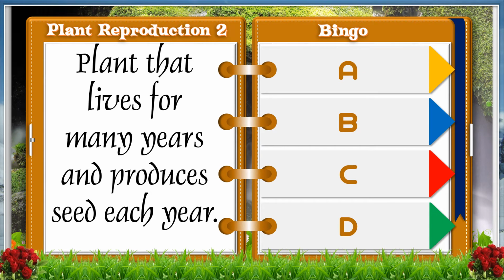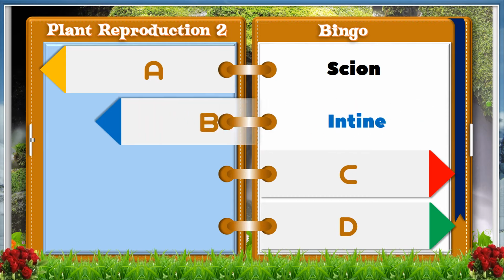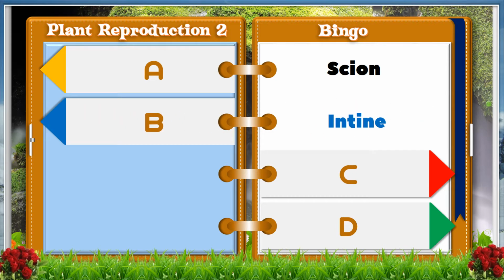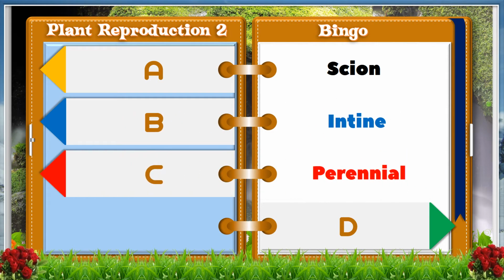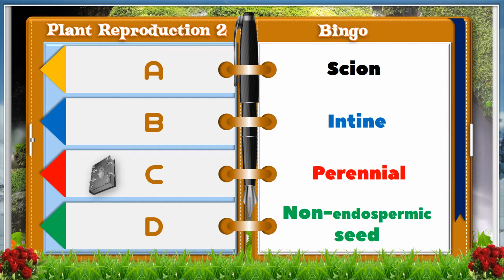Plant that lives for many years and produces seed each year. A. Scion. B. Intine. C. Perennial. D. Non-endospermic seed. And the answer is C. Perennial.